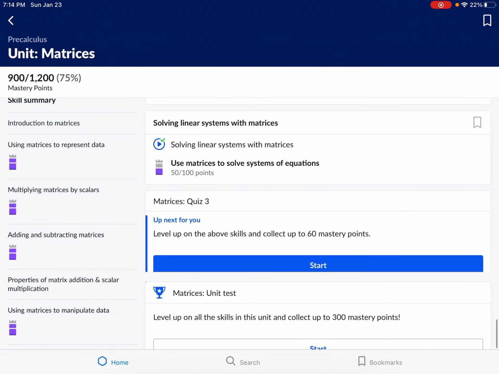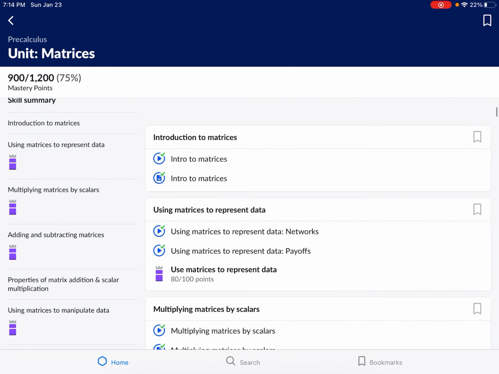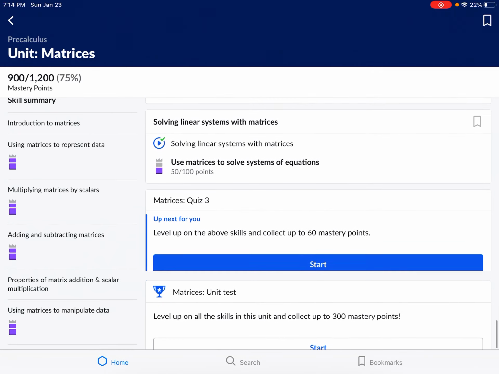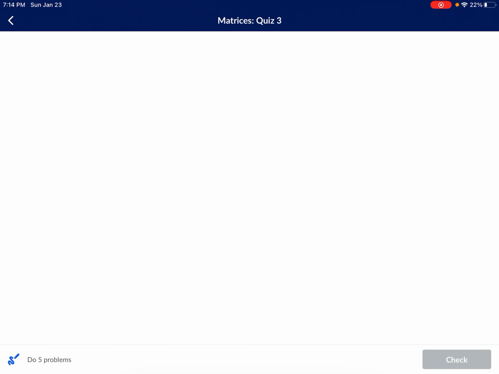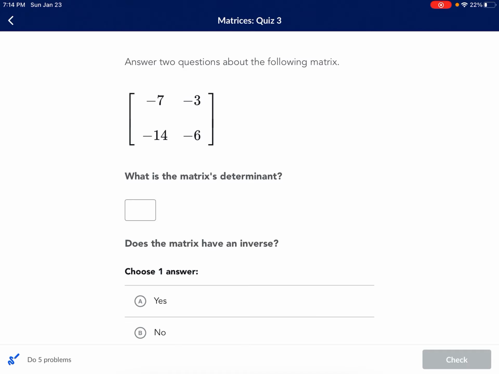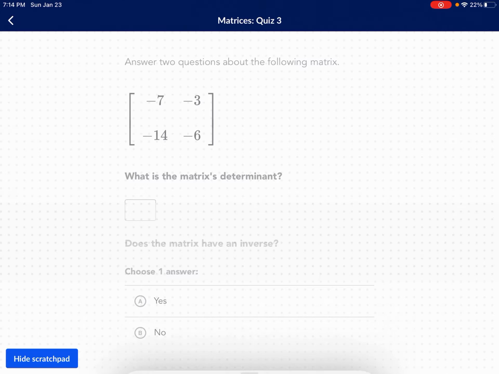Alright, Unit 7, Quiz 3, after all of this. Answer 2 questions about the following matrix. What's the determinant?